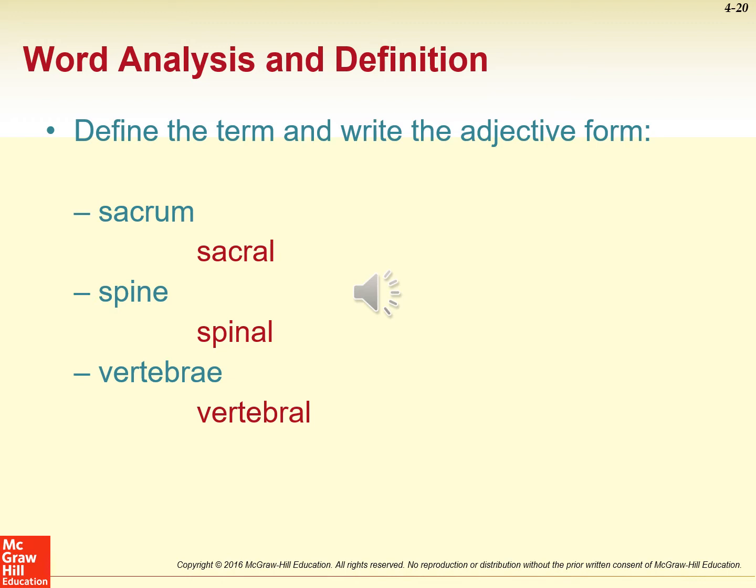The sacrum is the segment of the vertebral column that forms part of the pelvis. The spine is the vertebral column, and vertebrae, which is plural, means the bones of the spinal column.